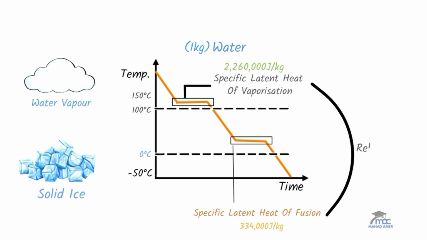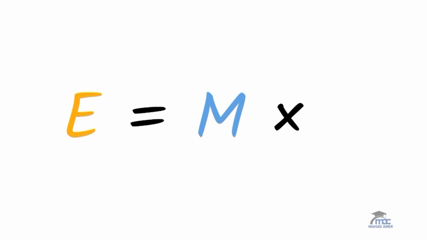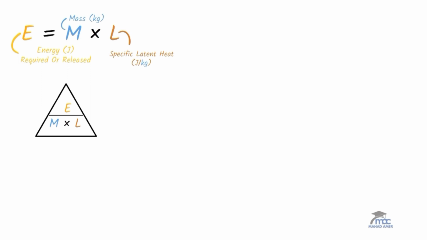If we were to cool our water, the same concepts would apply, but the amounts of energy mentioned prior for vaporization and fusion would be the amounts of energy released rather than required at each stage. The last thing is the equation. The equation tells us that the energy required or released is equal to the mass of the substance times the specific latent heat. We can see this equation in a triangular format as well.